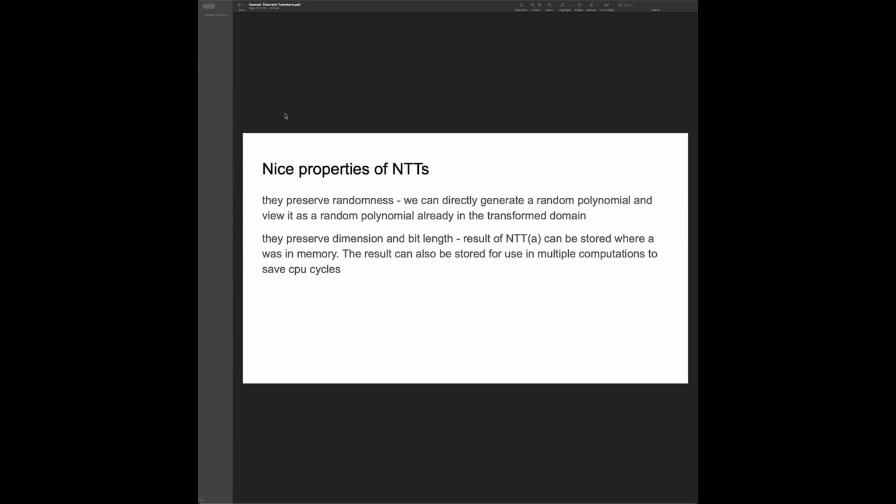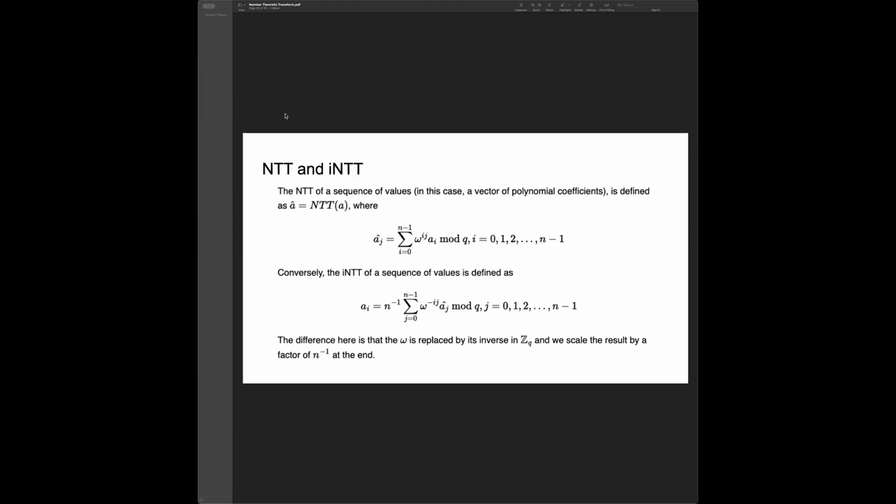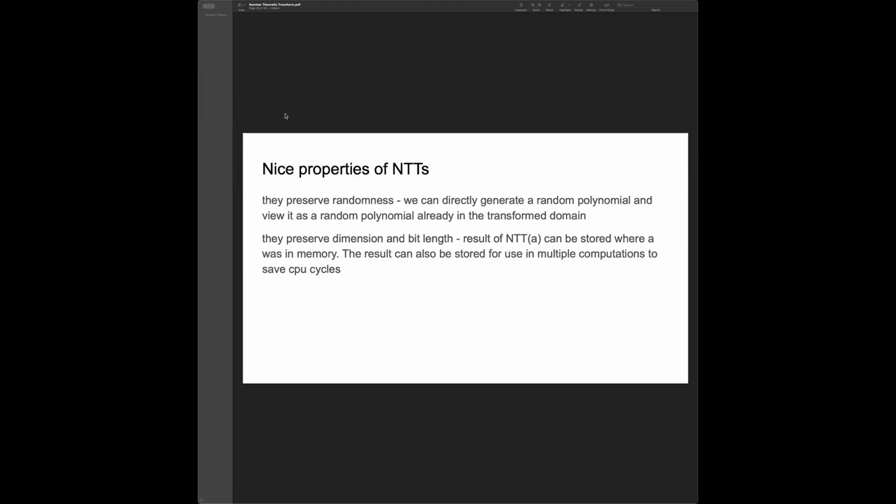Okay, let's carry on. I have a question. Yes. I didn't understand the last sentence, the result can be stored to save CPU cycles. Oh, it just means that you don't have to transform it again. So you can transform it once, and then you can store it in memory and reuse it again, as long as the result is still there and you don't write over where it was in memory.